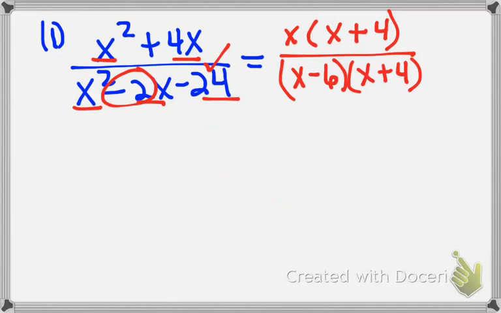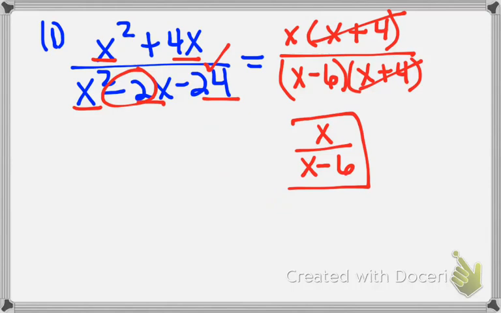So once we have it factored, we're going to simplify it by canceling anything from the top to the bottom that matches. So I have x plus 4, which cancels with x plus 4. So my solution is just x divided by x minus 6.